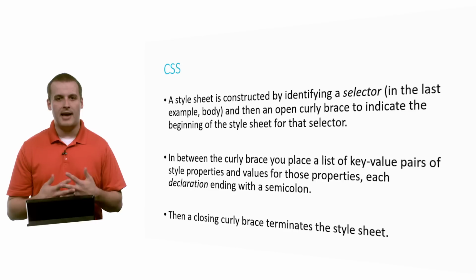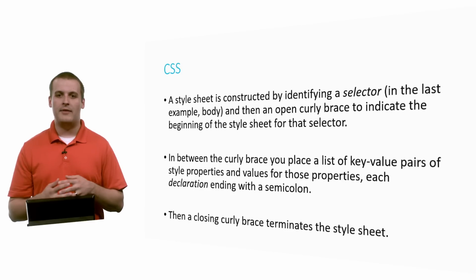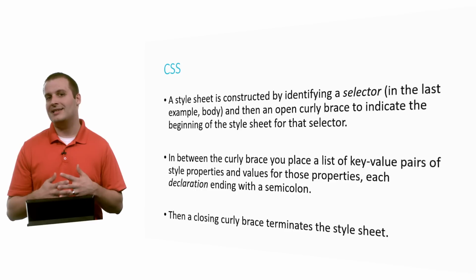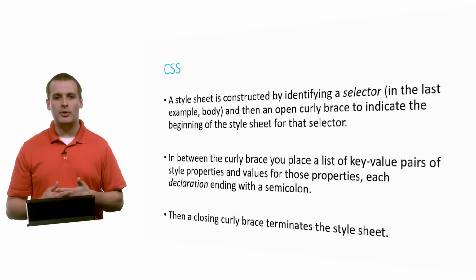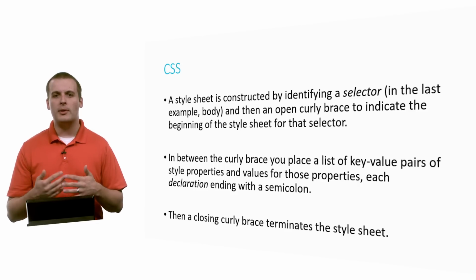So how do we build style sheets? Well, first we have to identify a selector. In the last example, that selector was body. Then we have an open curly brace, and then we're going to begin defining the style sheet for that selector. In between the curly braces, we just have a list of key value pairs. The previous key value pair was background color, blue, semicolon. But we could do more and more of these. We could have multiple things applying to that tag, that selector, body.